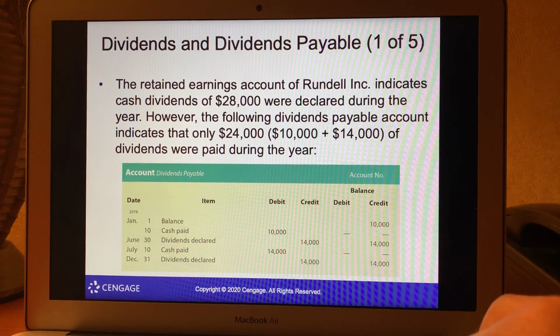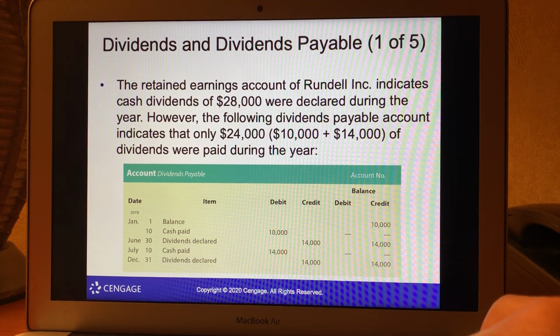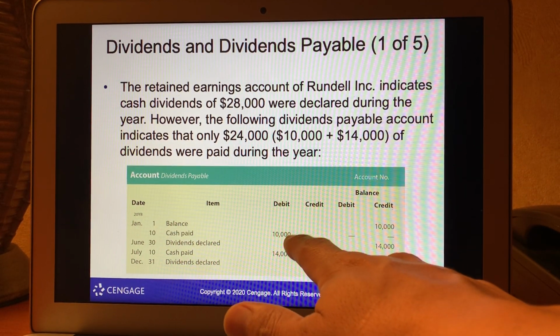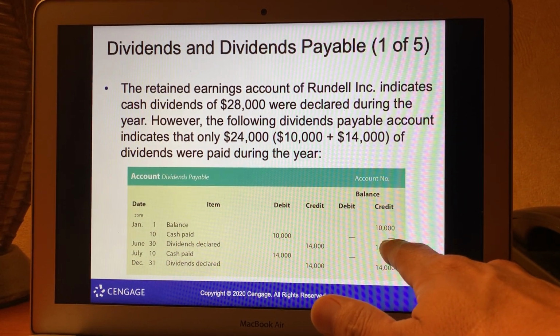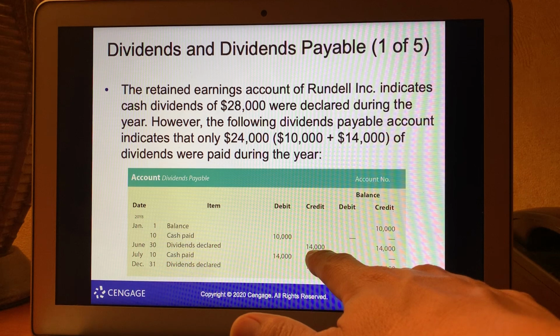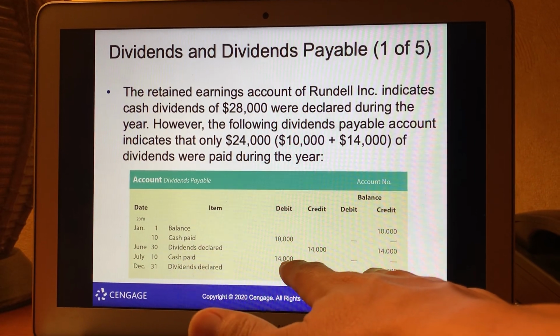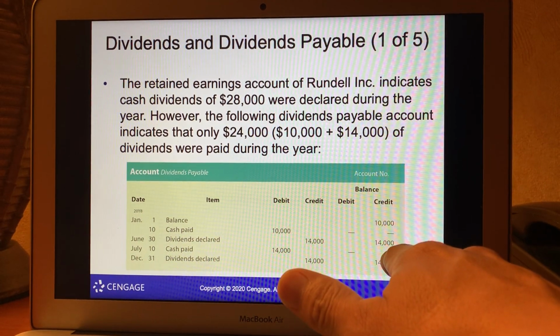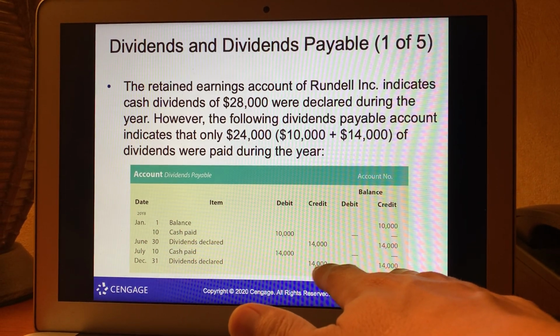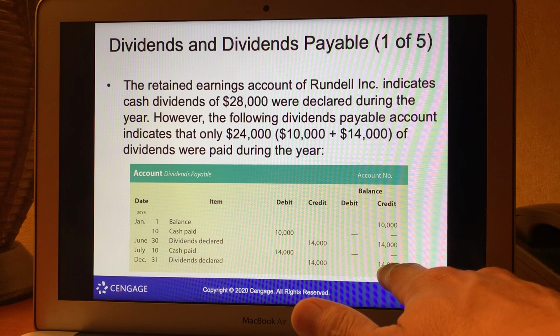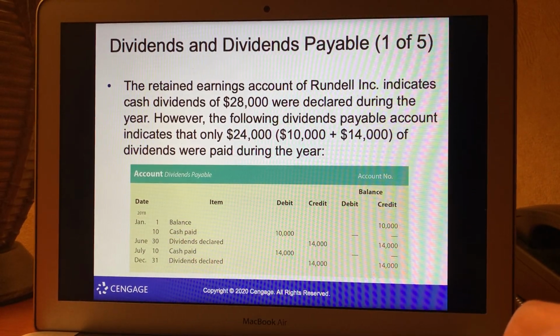Okay, dividends payable. Okay, here's what it will look like. Balance is 10,000. Debit 10,000. So we have a zero balance. Then dividends declared at 14,000, so we have a 14,000 balance. The cash paid 14,000, so then we have nothing. Then dividends declared at 14,000, so our balance will be a credit of 14,000.